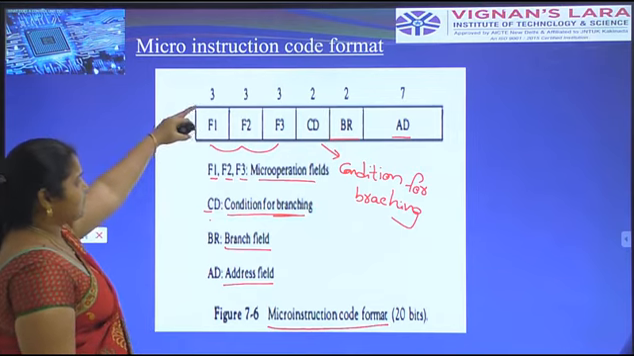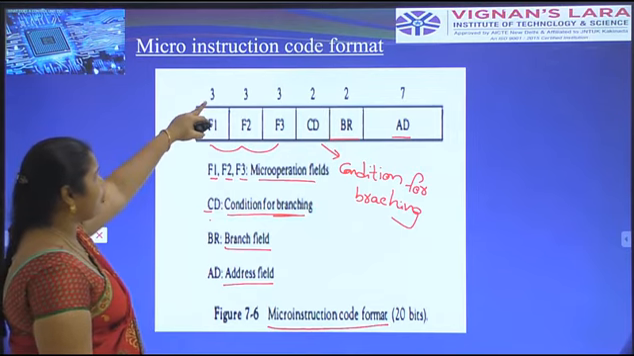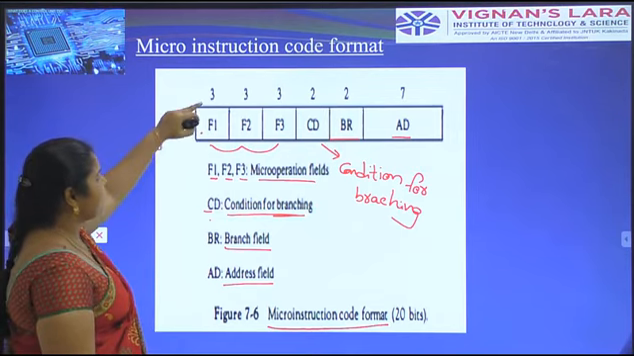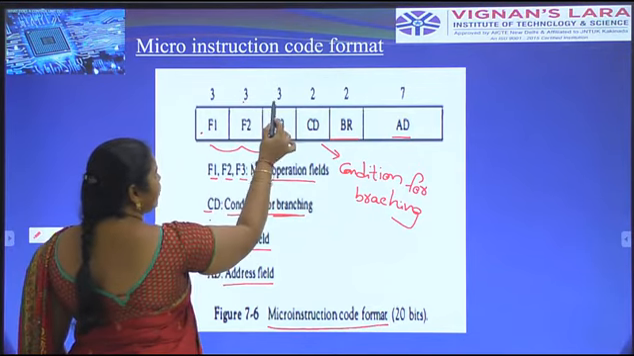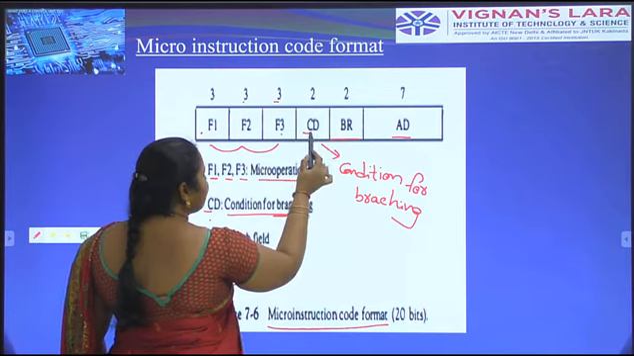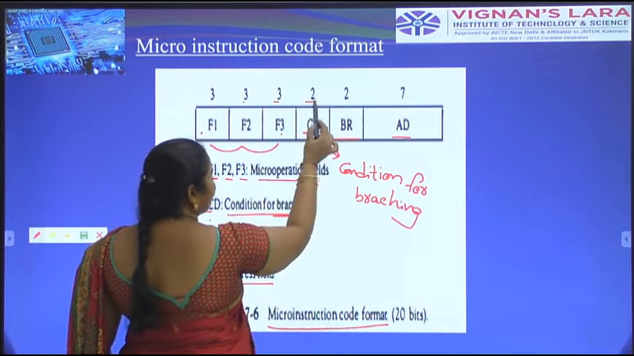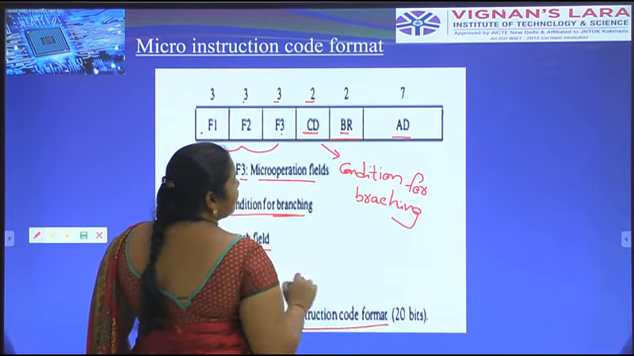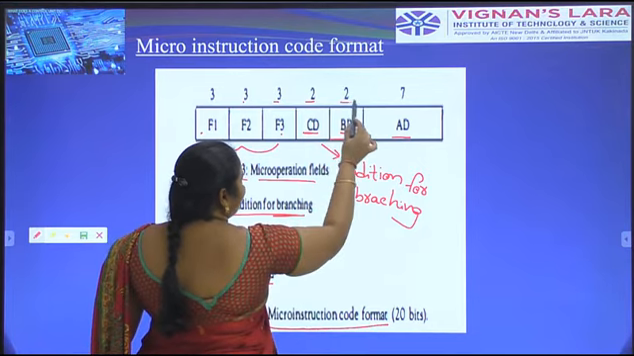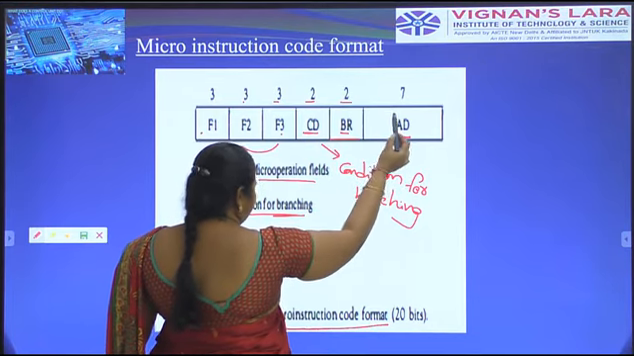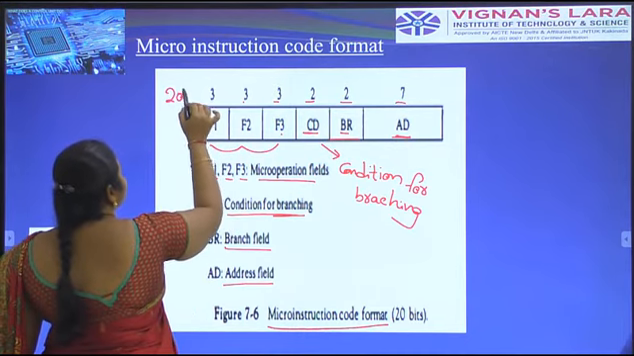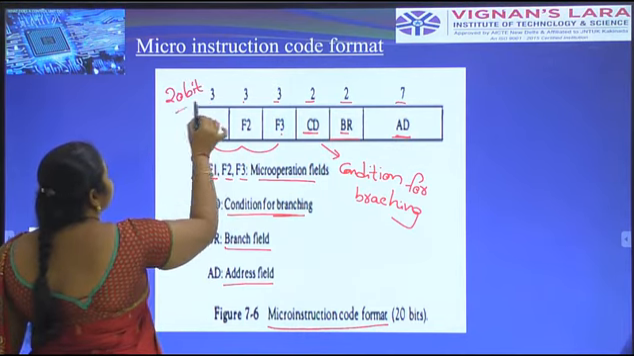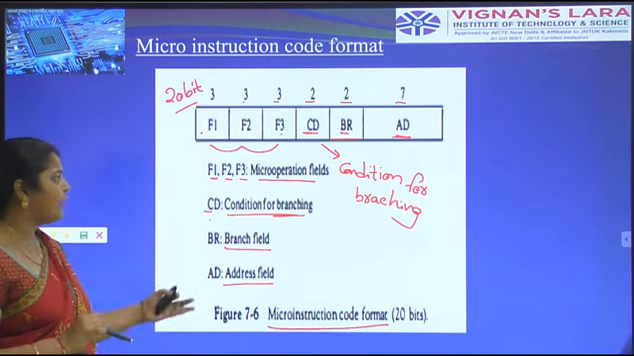Here we have to specify each field: field 1 consists of 3 bits, field 2 consists of 3 bits, field 3 consists of 3 bits, the condition for branching consists of 2 bits, the branch field consists of 2 bits, and the address field consists of 7 bits. Totally we have 20 bits. Here the micro instruction code format consists of 20 bits.